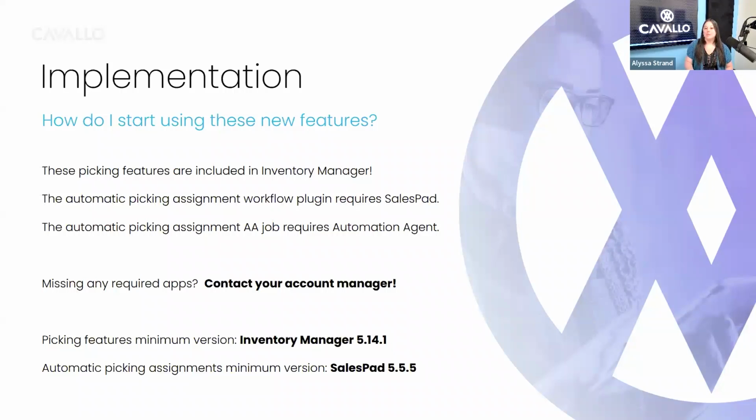If you don't yet have some of these required applications and you're interested in learning more or getting a quote, definitely connect with your account manager. And if you aren't sure who to contact, you can always email sales@cavallo.com. We already have public documentation available for all of these features on our support site, support.cavallo.com, for anyone who would like more details on these features and all their configuration options. There are a ton of screenshots and examples to help you get an idea of how you might like to configure everything. So I would highly recommend taking some time to review that if you'd like to use these features.